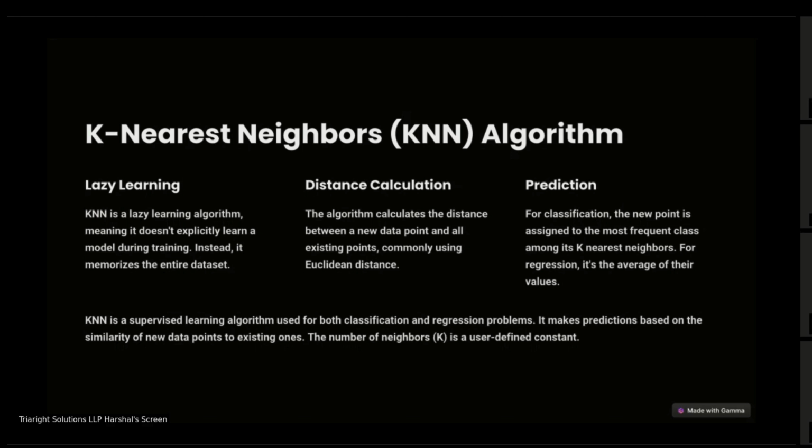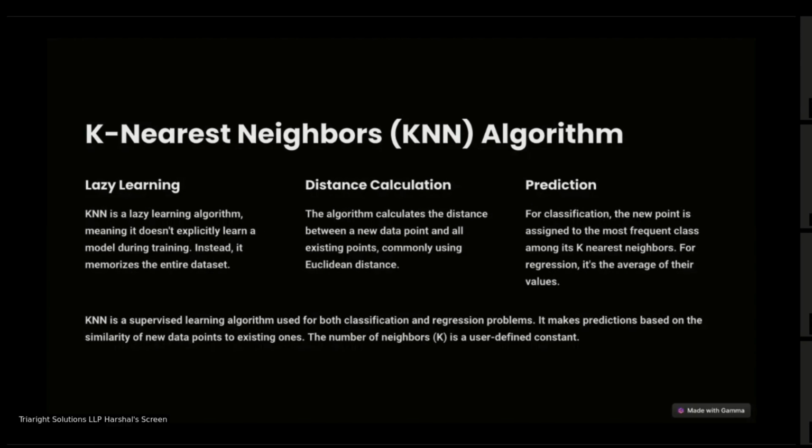Next, we have to find the K nearest neighbors. For that, we select the K points that have the smallest distance from the new data point. Then we make the prediction. There are two types of prediction we are able to do: the first one is classification, and we can also do regression.